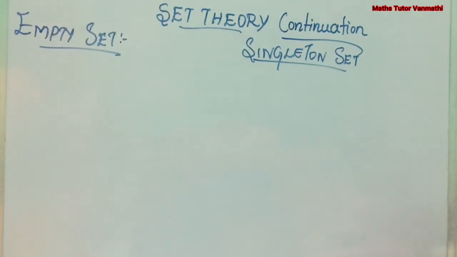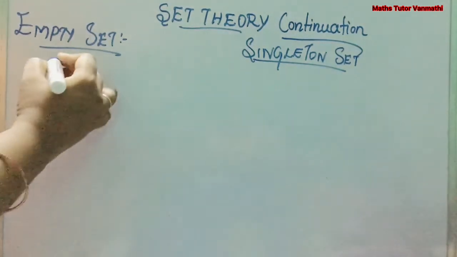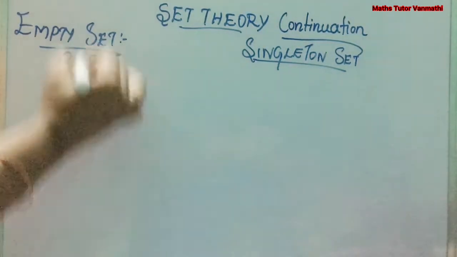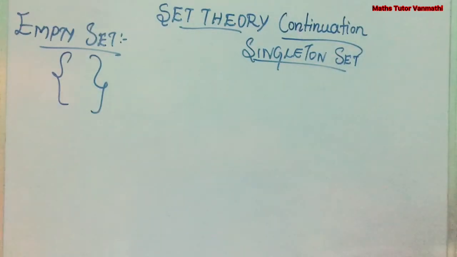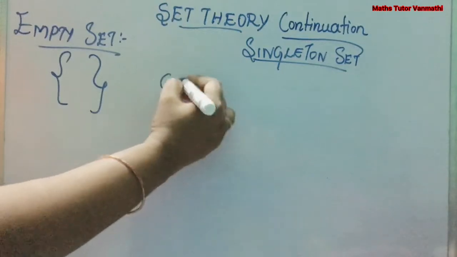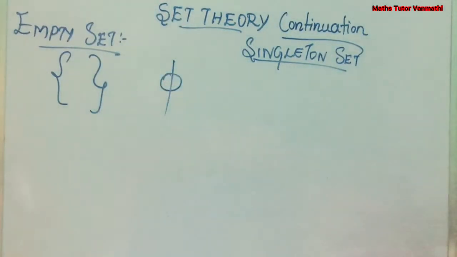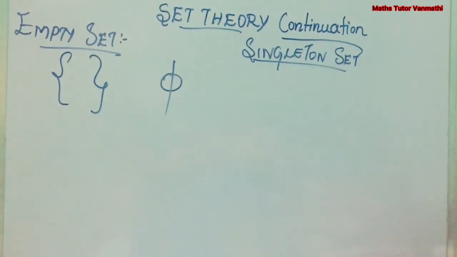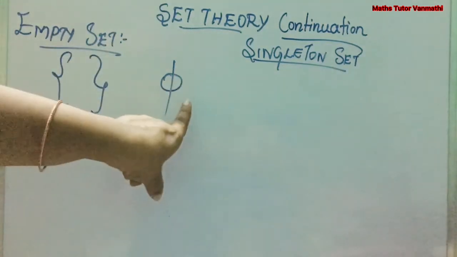By comparing two sets you can easily remember the concepts. That's why I have taken empty and singleton. First, what is meant by empty? Empty means nothing. There will be nothing in the set. It is denoted like this, or else we can also denote the empty set by using the letter phi. The empty set is denoted like this or like this.